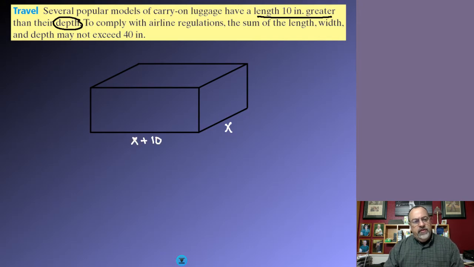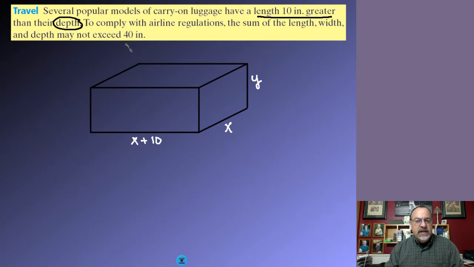Now, in order to figure out the volume, however, I need to know this height dimension as well. And I don't know what it is, so I need to give it a different variable because I've already used x for the depth. So now if I wanted to use volume, I have x plus 10 times x times y. Now the problem with that is you have two variables, and you don't want to have two variables because then you can't solve for one. So we need to have some other way to figure out what this y is.